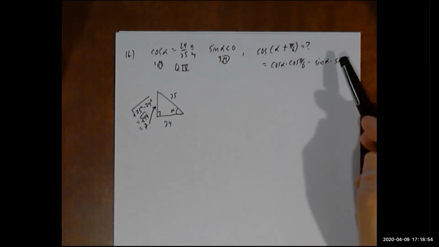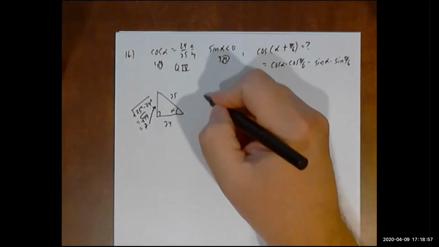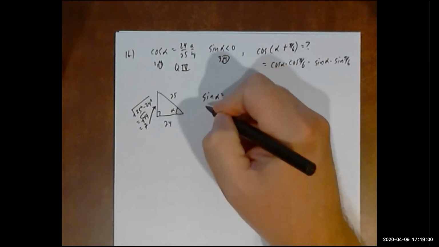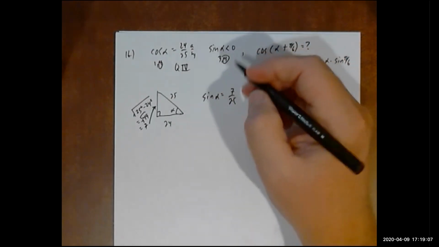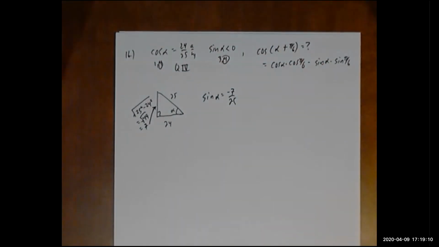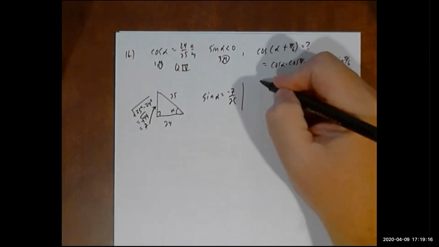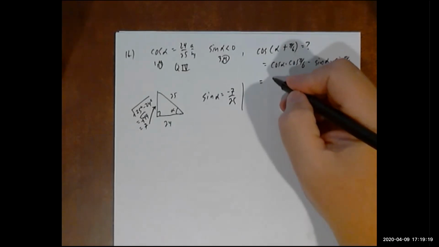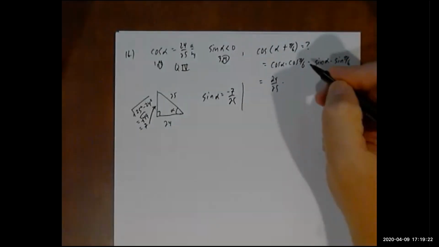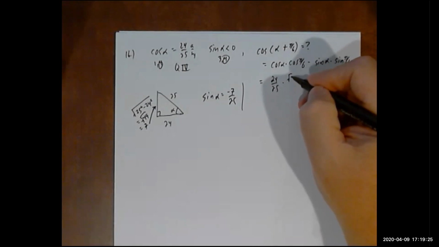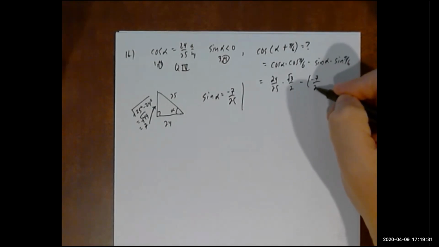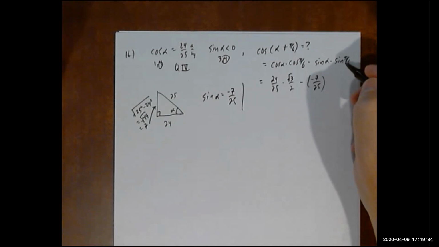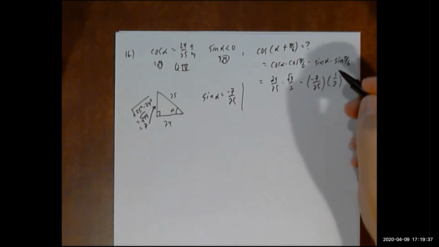The only thing I really need is sine of alpha. So based upon this triangle, sine of alpha is opposite over hypotenuse. Now I'm in quadrant 4. The sine is always negative in quadrant 4. So now we have to plug everything in. Cosine of alpha is 24 over 25. Cosine of pi over 6 is square root of 3 over 2. Sine of alpha is negative 7 over 25. And then sine of pi over 6 is 1/2.